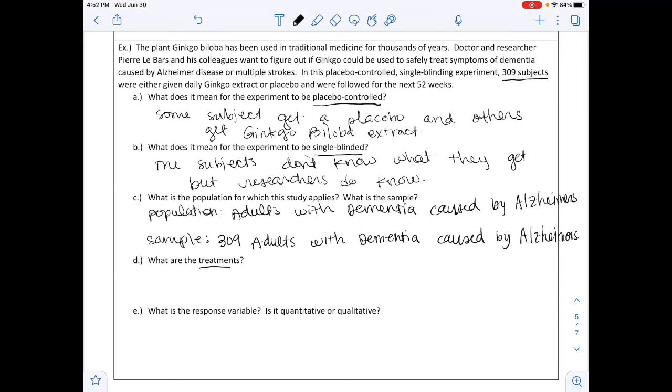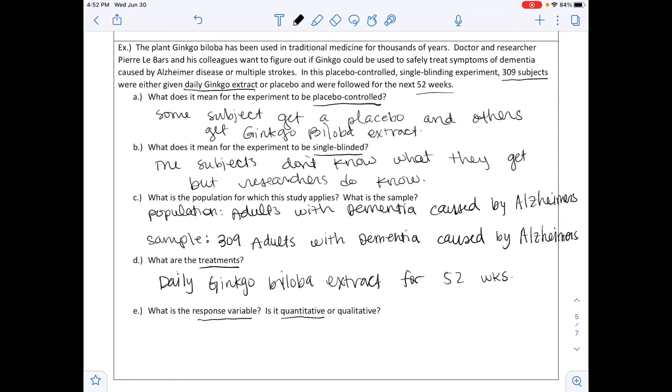So next question, part D, says what are the treatments? And it does tell us that they were given daily ginkgo extract. And it also tells us that they were given this for 52 weeks. So for 52 weeks.